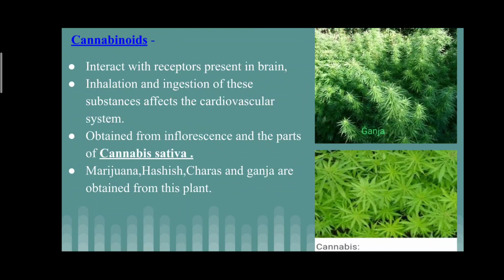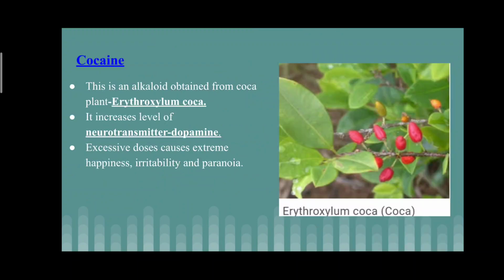Then the next drug is cannabinoids. Cannabinoids interact with receptors which are present in the brain. Inhalation and ingestion of these substances affects the cardiovascular system. See the plants in the diagram. You might have seen these plants. That is Cannabis sativa. From different parts of the plant, or inflorescence and leaves, the drugs are formed such as marijuana, hashish, charas, ganja. So all parts of the plant are useful for making the drugs.